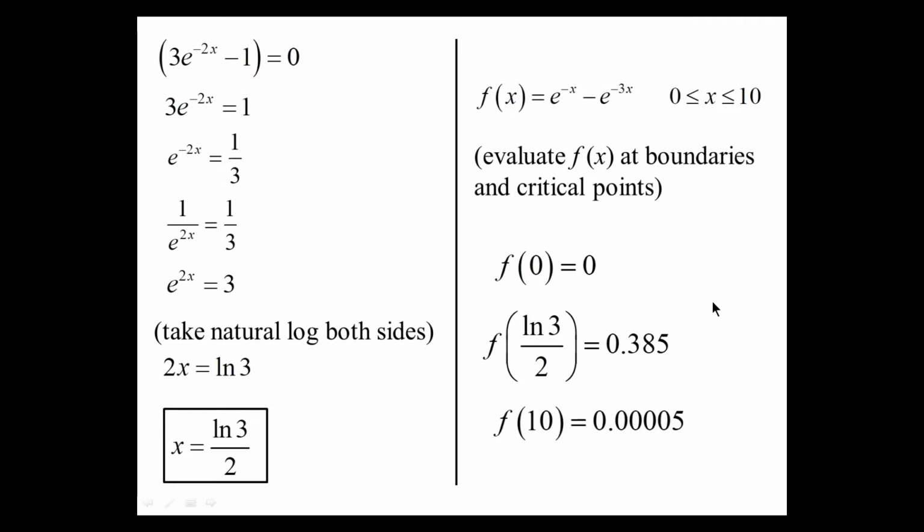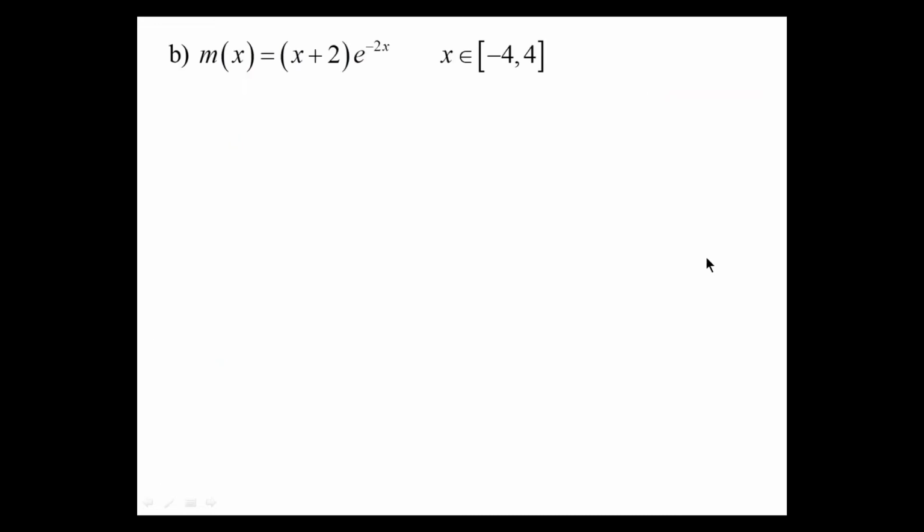And f of 10, similarly, subbing in 10 there, I got 0.00005. And we can see clearly here that that's the minimum, and f of ln 3 over 2 is the maximum. So we used the algorithm and we found the absolute max and min. There's a b portion.